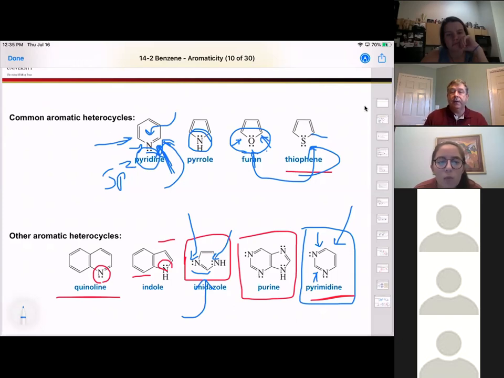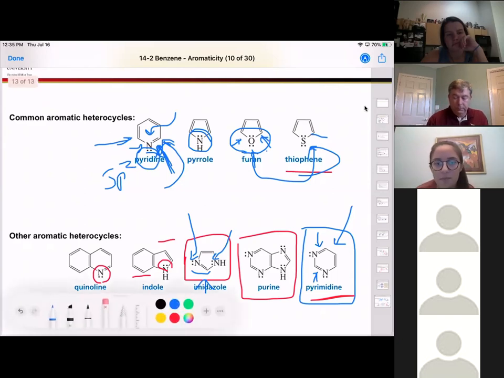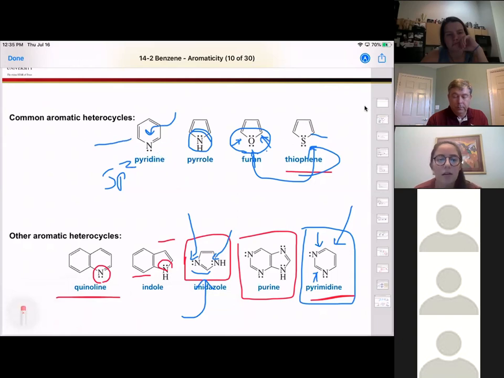Sigma bonds are always hybridized. Pi bonds are always p's. In aromaticity, we always count p's, unhybridized p's. So even though it's trigonal planar, that electron pair is not going to be in a p orbital.